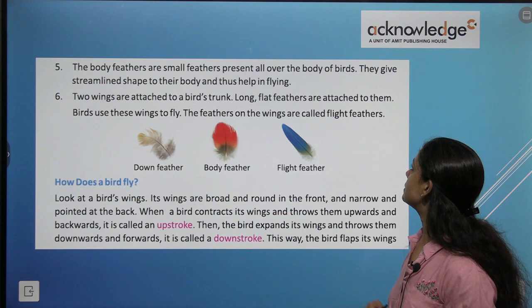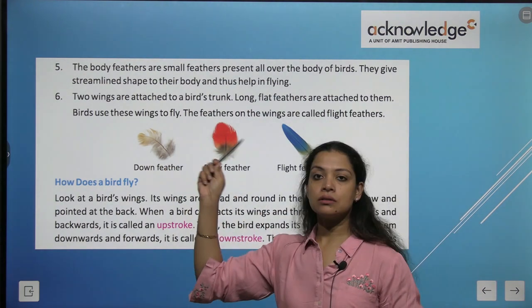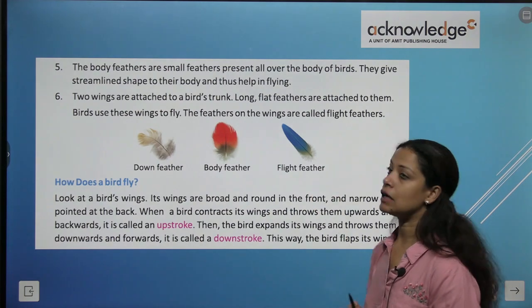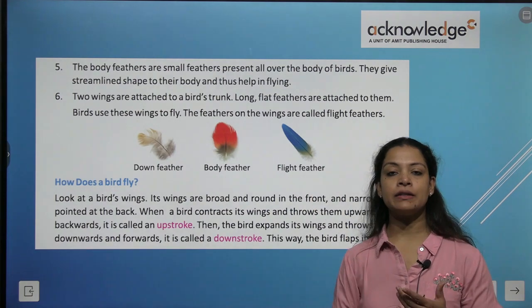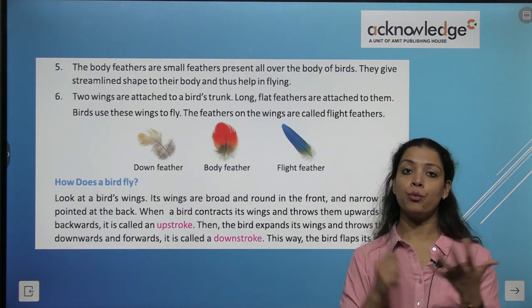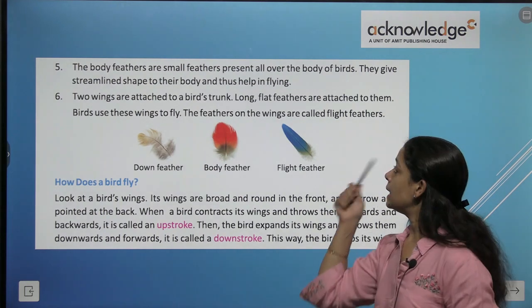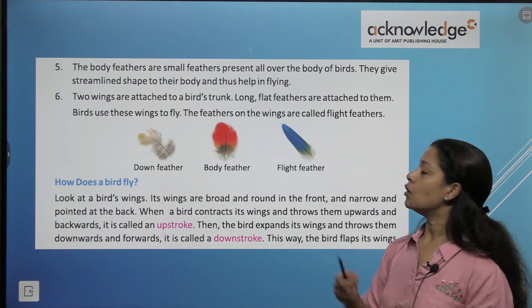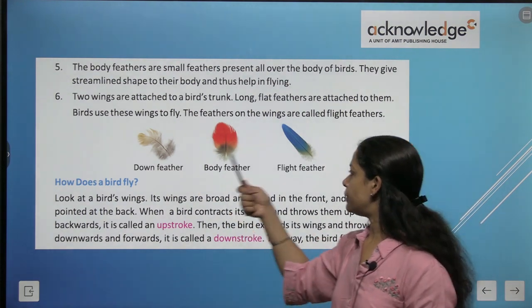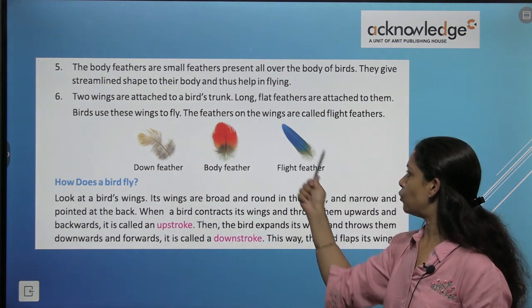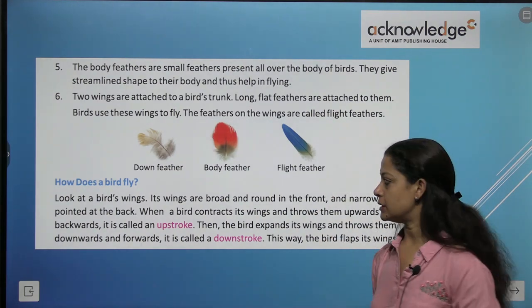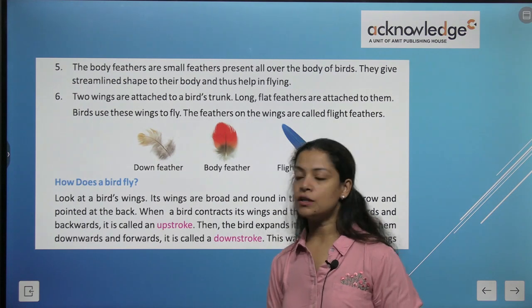Two wings are attached to a bird's trunk. Long, flat feathers are attached to them that birds use to fly. The feathers on the wings are called flight feathers. So we have down feathers, we have body feather जो body cover करता है, and those feathers which they use to fly, that is called flight feathers. Down feather, body feather, these kind of long feathers जो आपने अक्सर ही कहीं गिरा हुआ देखा होगा, they are flight feather.